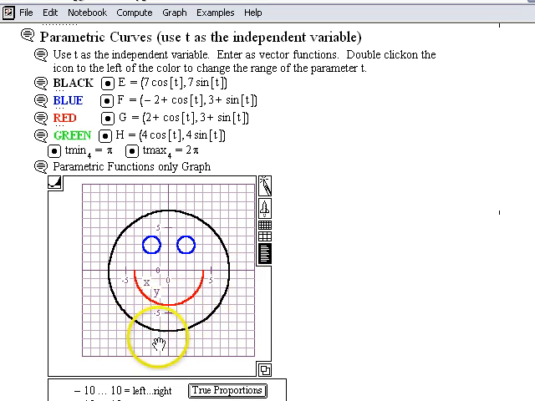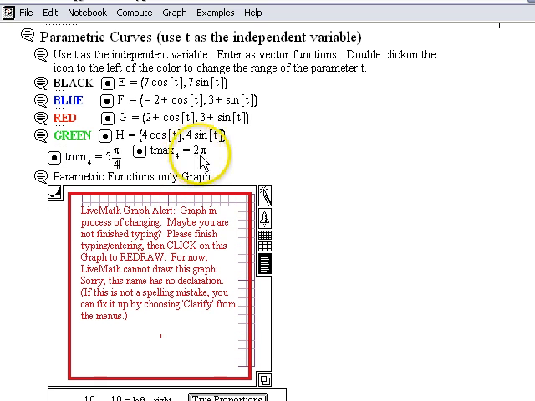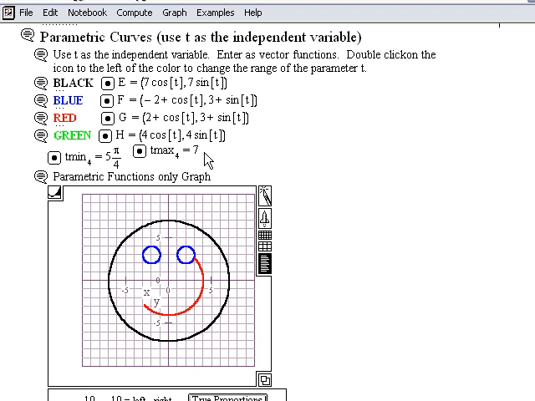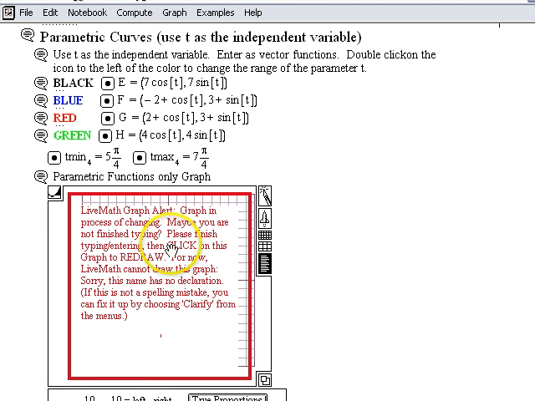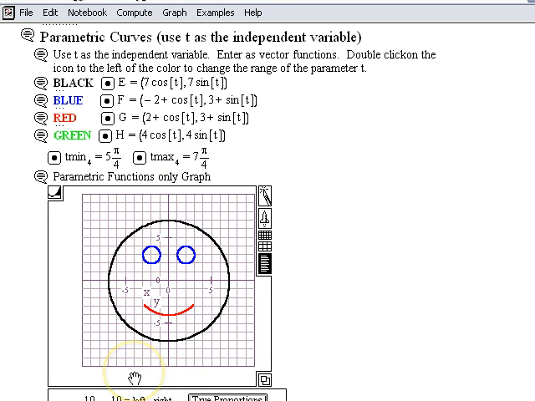You could do things like say, I think he's got way too much of a smile. Maybe I really only want to go from 5 pi over 4 to 7 pi over 4. Yeah, a little more under control smile.